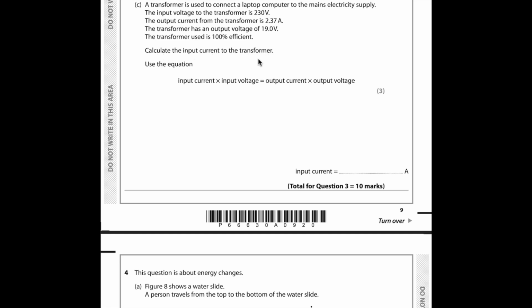Calculate the input current to the transformer. Right, let's just put some numbers in. So we've got the input voltage, that's 230 volts. And we've got the output current is 2.37 amps, and we've got the output voltage. Output voltage is 19 volts, and we're looking for the input current. Yeah, input current.